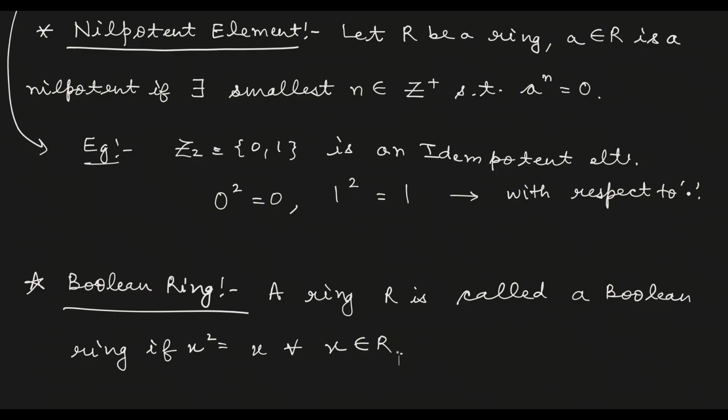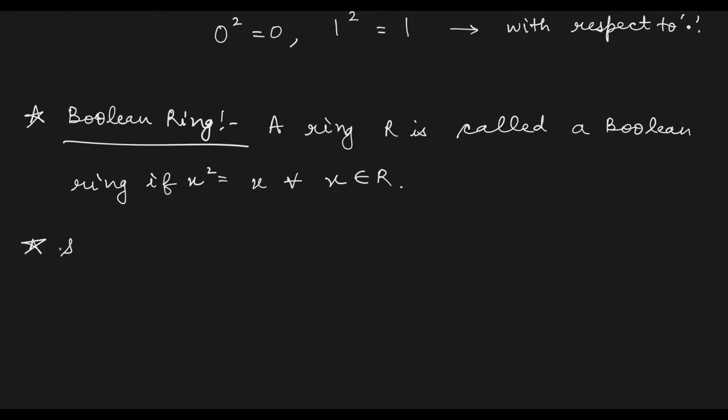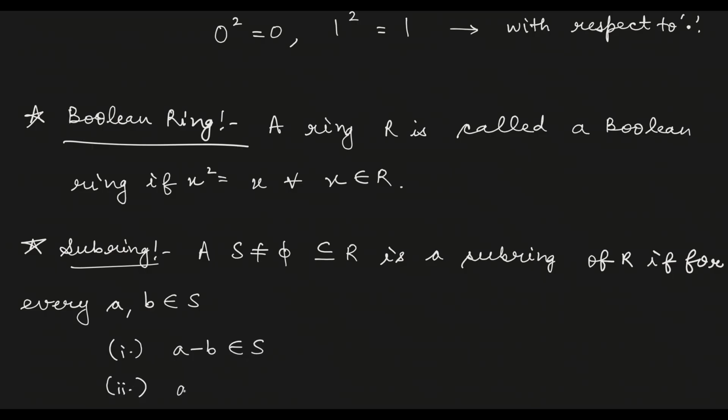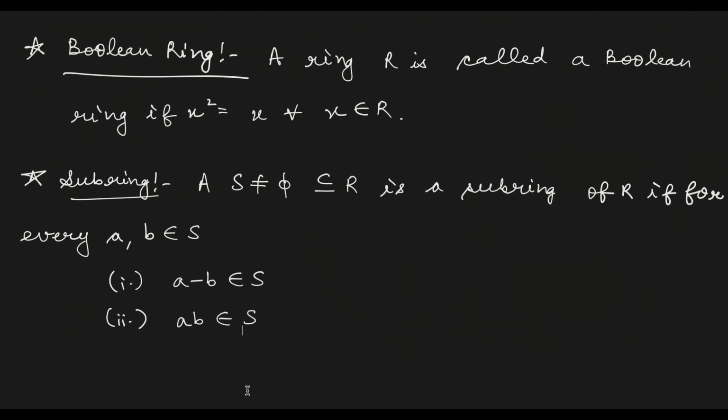Now next is subring. A non-empty subset S of ring R is a subring of R if for every a, b belongs to S, first property, a minus b should belong to S, second property, a into b should belong to S. If these two properties are satisfied, then we will say that S is a subring of ring R.